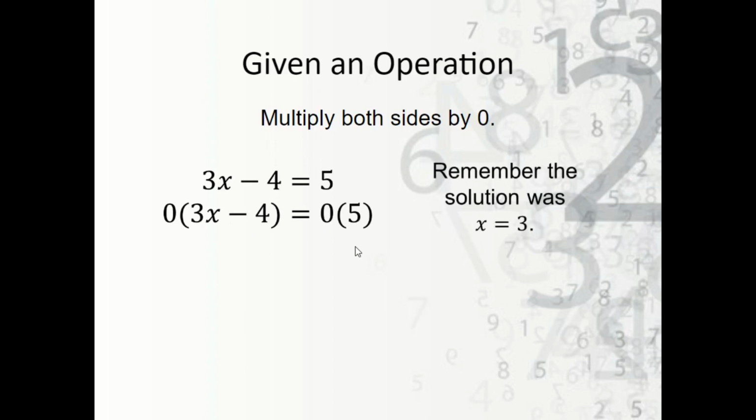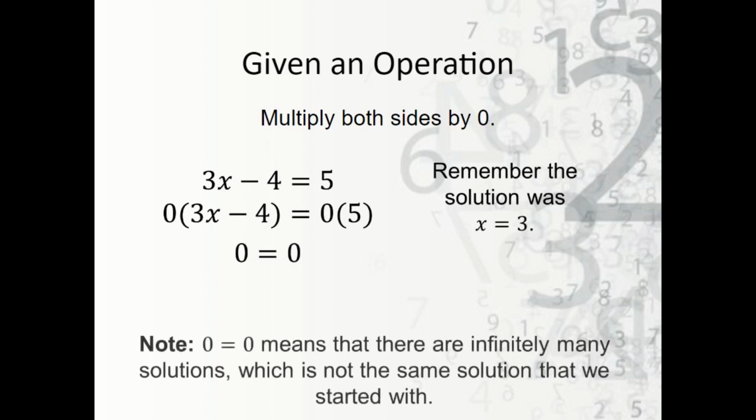Remember that the solution was x equals 3. Well, here I end up with 0 equals 0, which eliminated my x altogether. So now it does not hold up. So there are infinitely many solutions because 0 equals 0. So therefore, x equals 3 is not necessarily a solution.